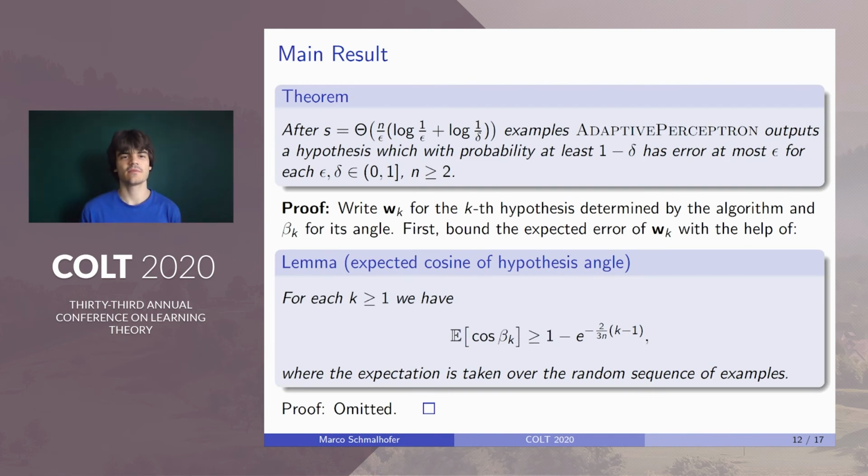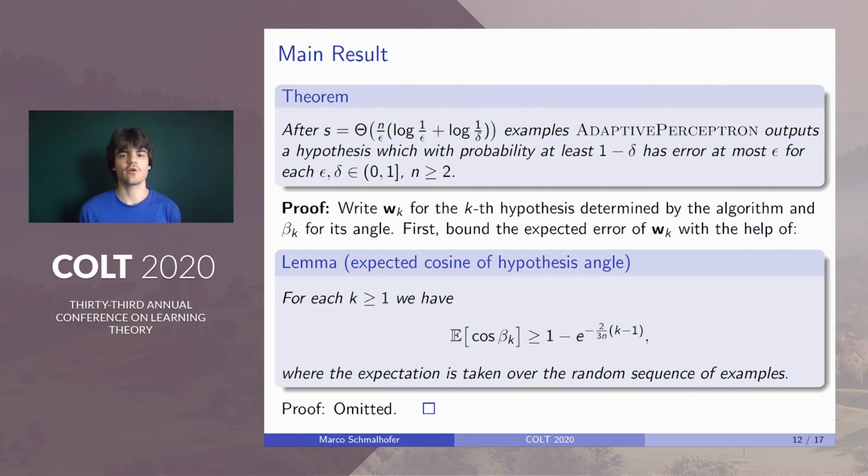So now let's state the main result. The main result is that there is some s, which is about n over epsilon times log 1 over epsilon plus log 1 over delta, which we could choose and get with adaptive perceptron an epsilon-delta learner for origin-centered half spaces if the examples are drawn uniformly from the unit sphere. So let us outline a bit of the proof.